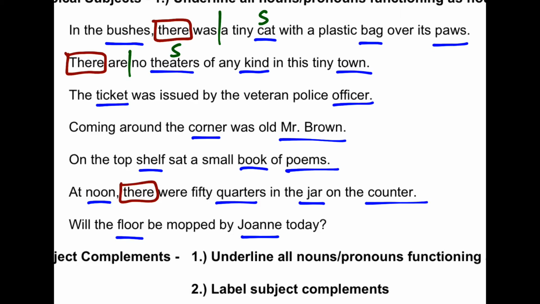In the one after that, it's the officer that is actually issuing the ticket, if you look at the verb and identify who's completing that action. And in the next one, Mr. Brown is the subject. So we're kind of in this predicate then subject mode, or some of these are in the passive voice. It's the book of poems that sat on the top shelf, or the quarters that were in the jar, and Joanne that actually mops the floor.